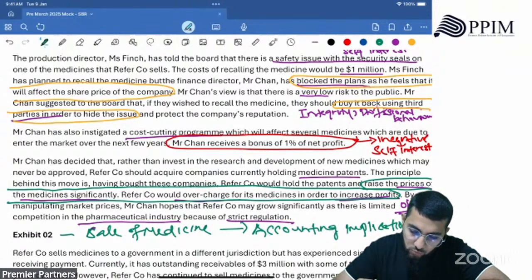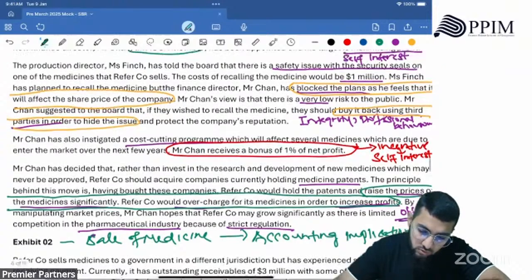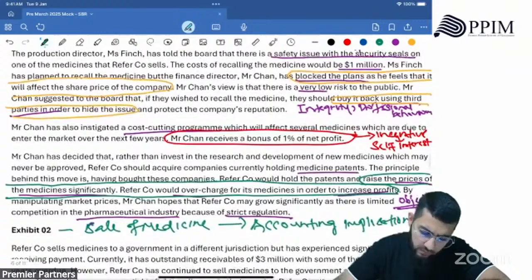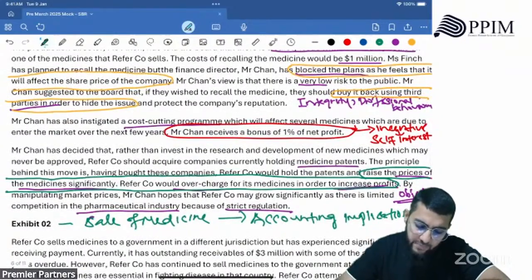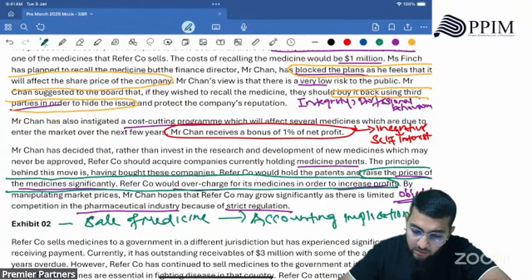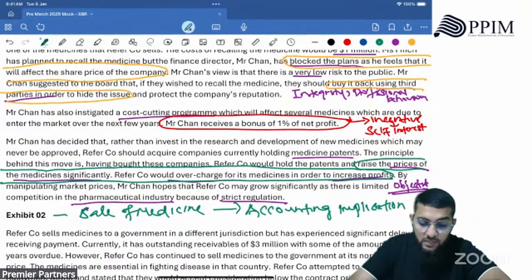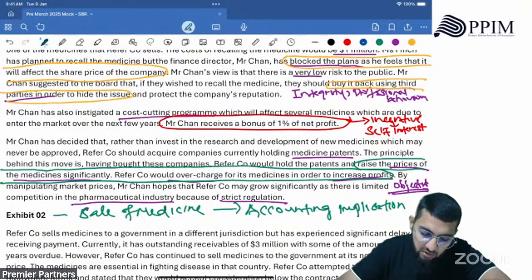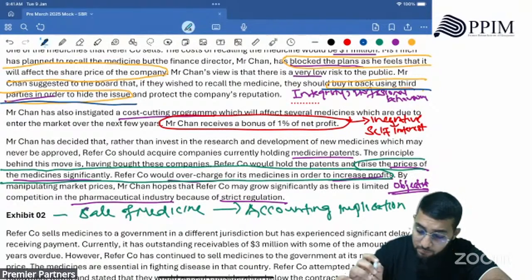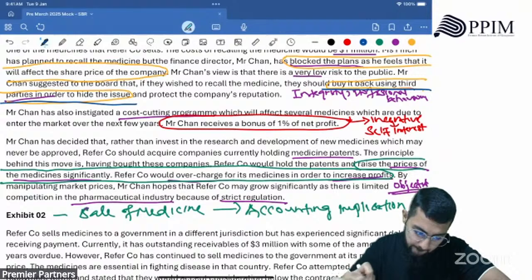That's the issue with objectivity. And then there is also professional behavior and professional competence. Professional behavior is what we're going to touch on, right? So this is buying back using third parties in order to hide the issue. Integrity is also there, as well as professional behavior that's not being shown. He's not behaving professionally as well. So I'm just highlighting professional behavior in blue. Okay, right.